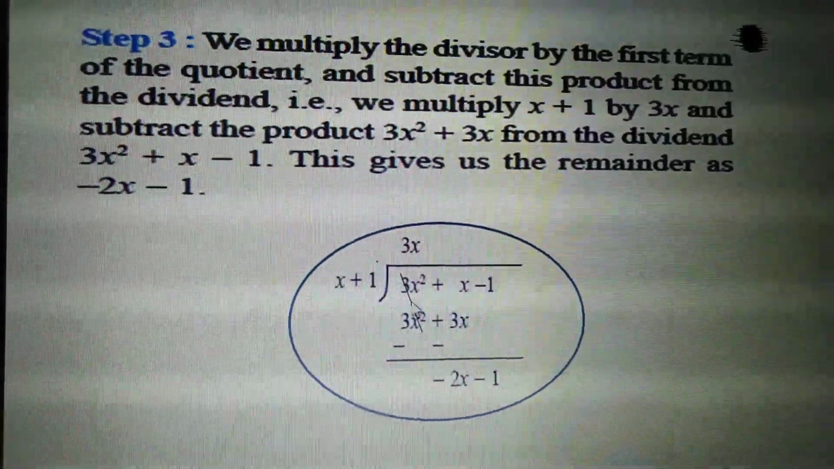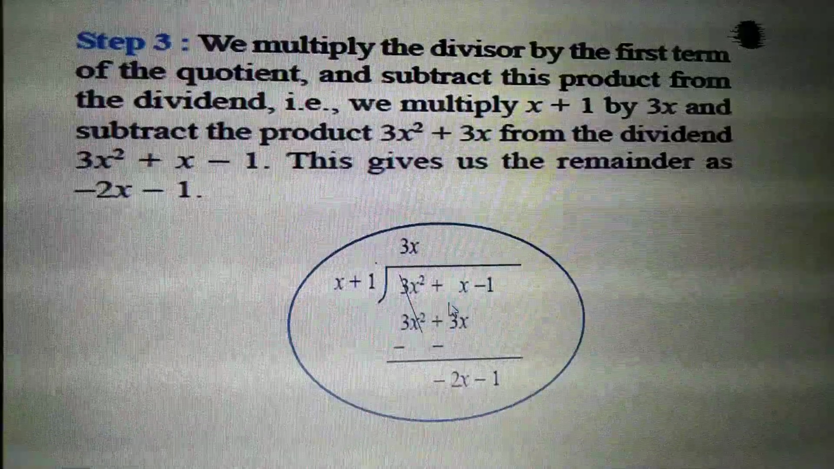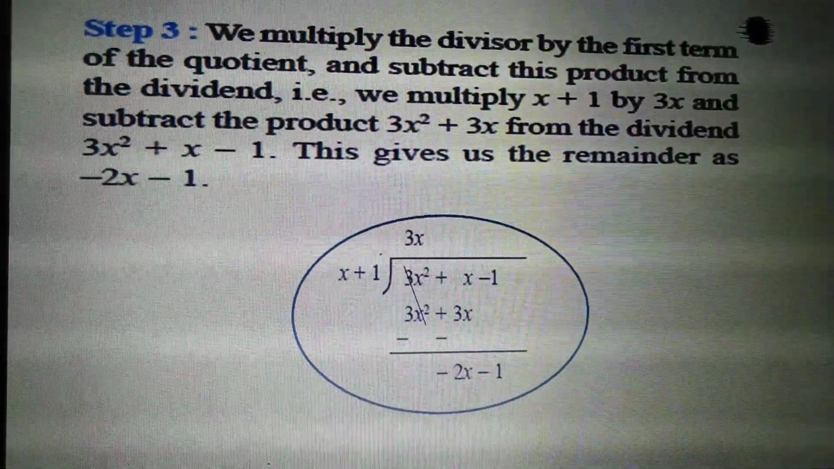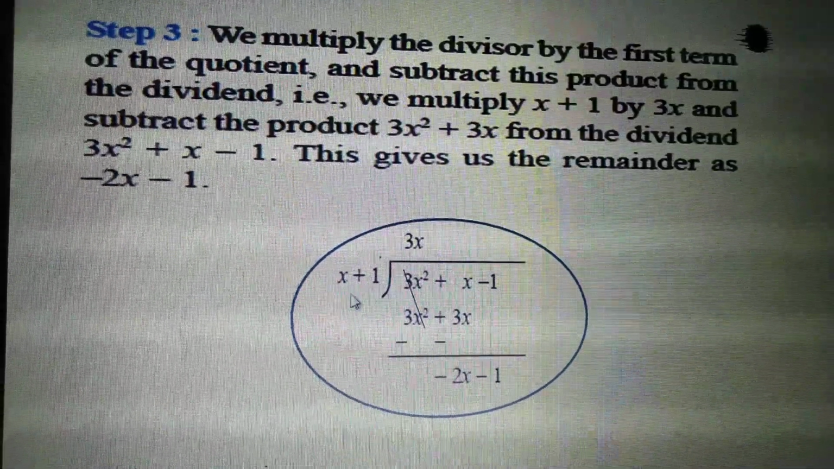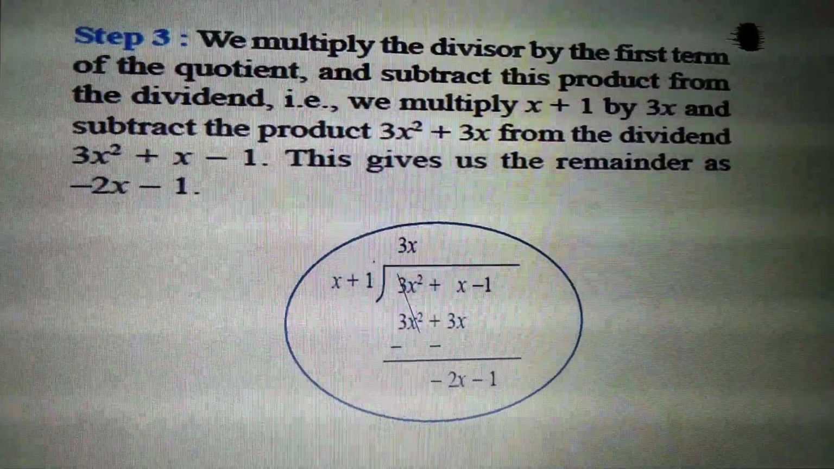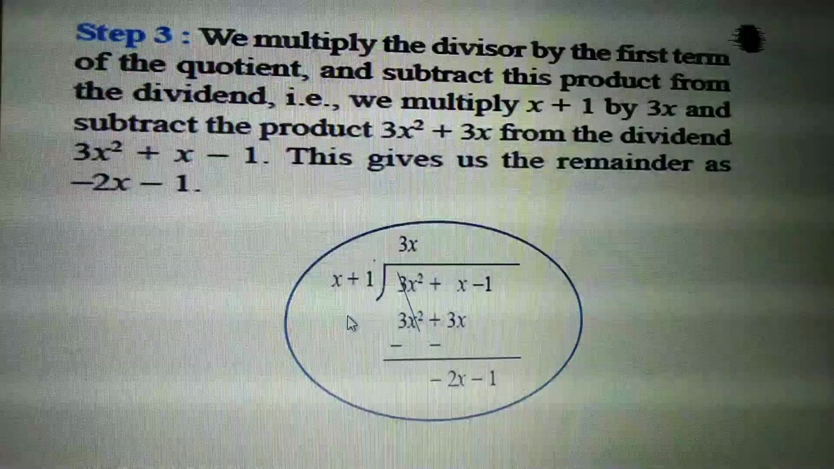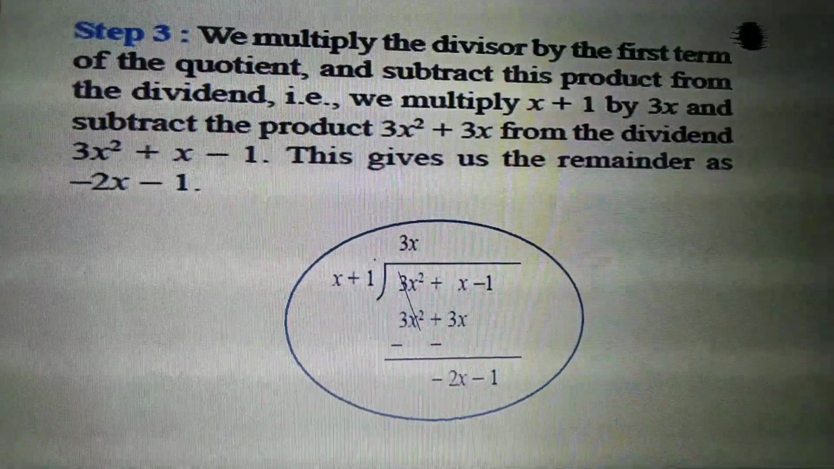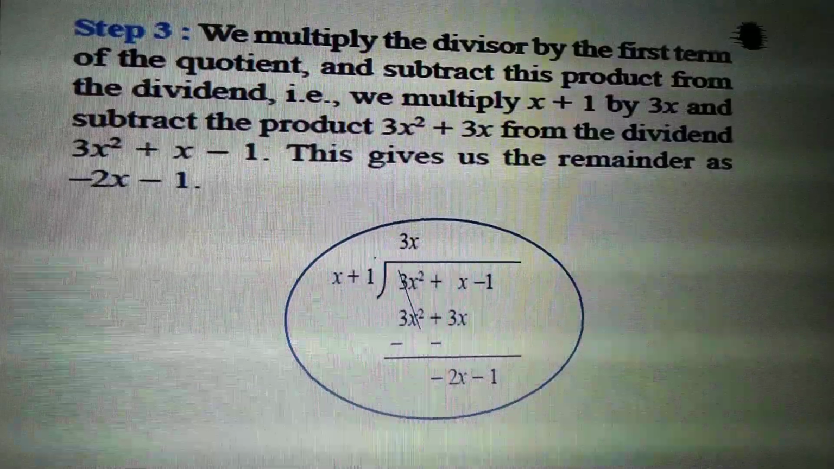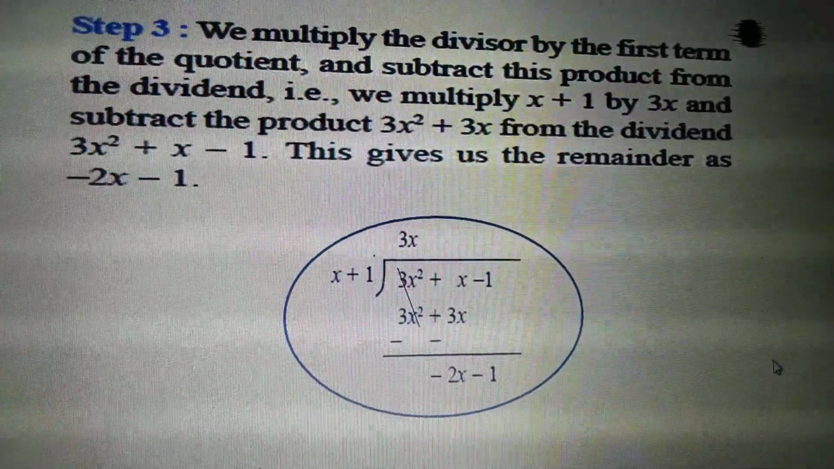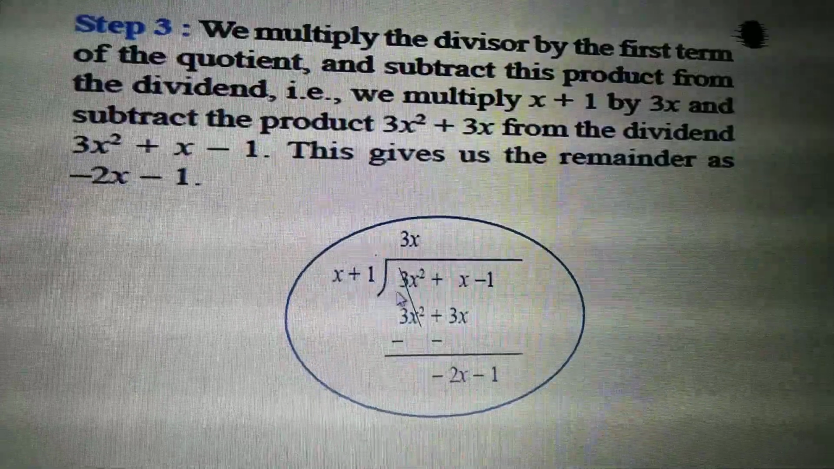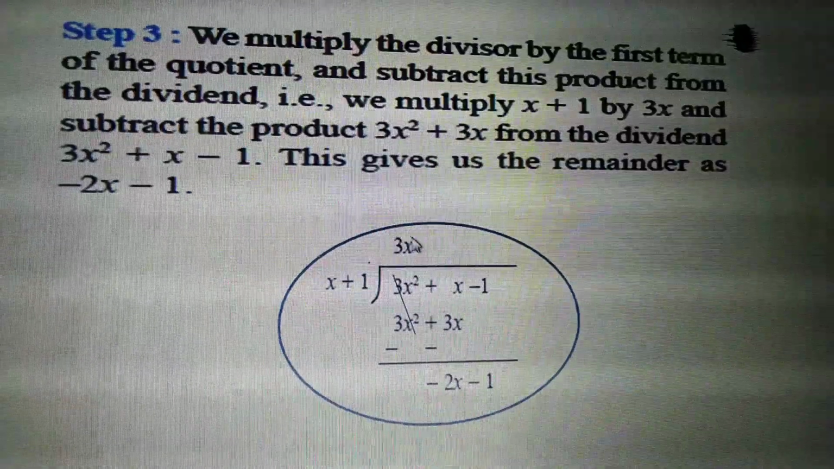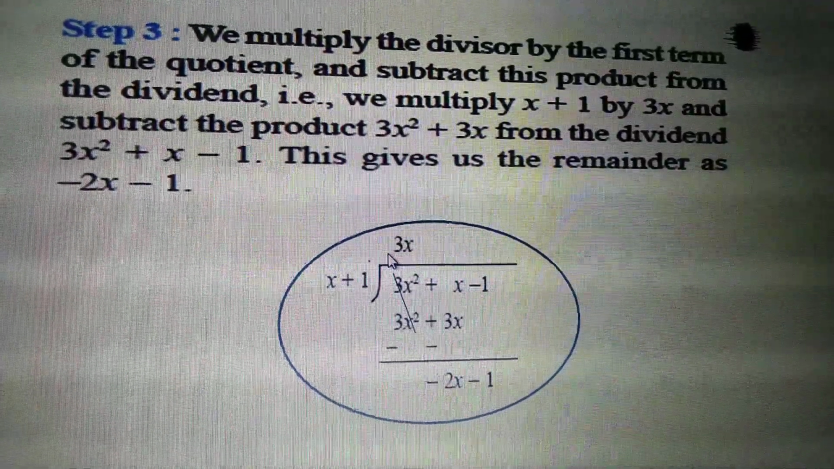Here, listen, 3x squared plus x minus 1 is the dividend. x plus 1 is the divisor. First 3x squared by x. So that is, divide the first term of the dividend by the first term of the divisor. That is 3x squared by x. We get 3x. 3x is the quotient of first term.